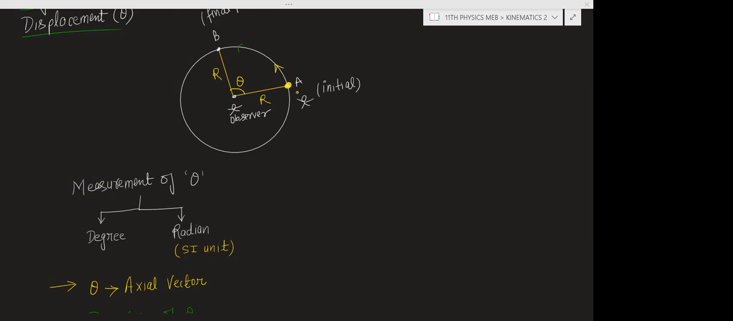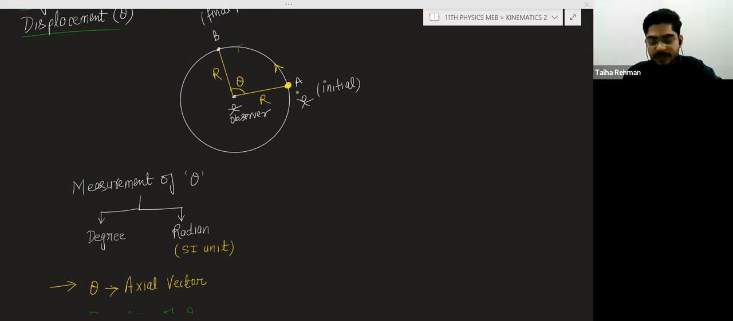Basically, the direction of theta we do not define in terms of anti-clockwise and clockwise. Why? Because this is the axial vector. Axial vector means this vector will act along a line, along the axis.